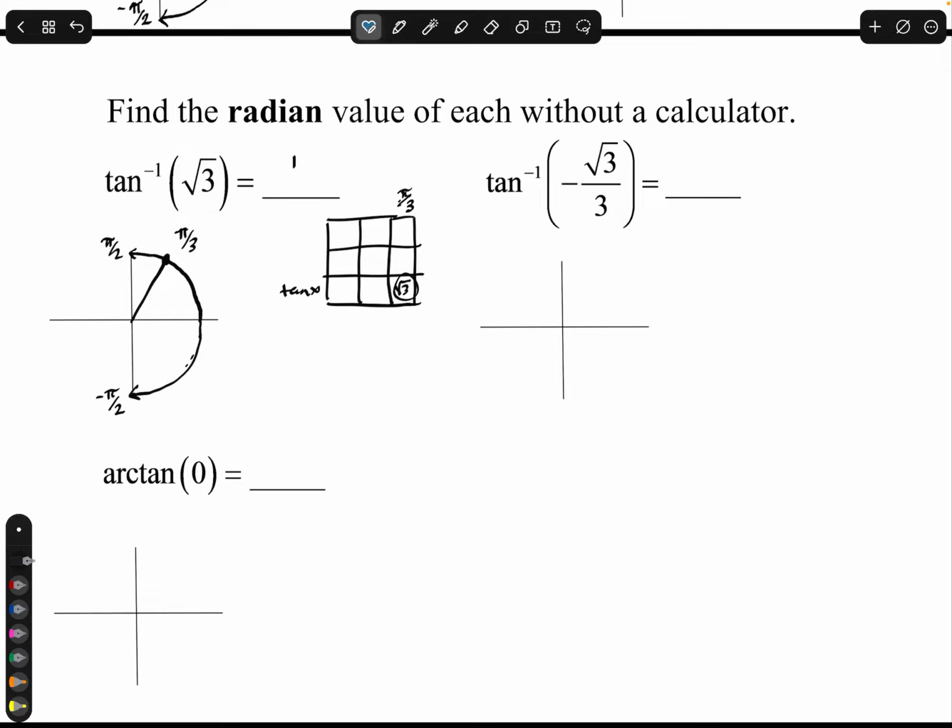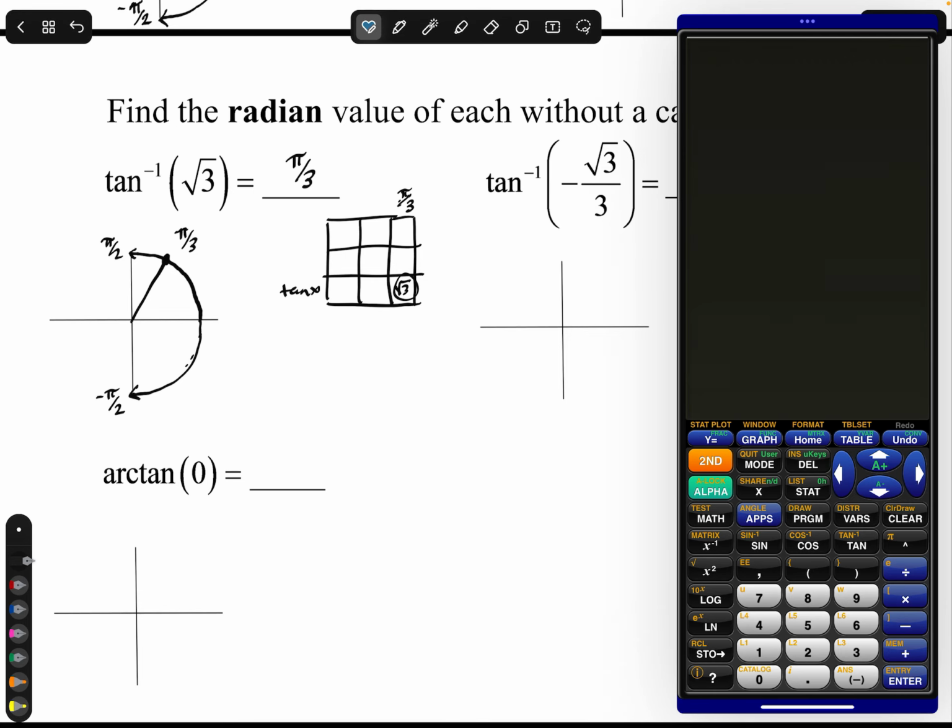Now, if we want to check it, let's just check it real quick so we understand. We do inverse tangent of the square root of 3, and it gives us the value 1.04719. Just to check it, let's do pi divided by 3, and you can see that's the angle that it's giving us.